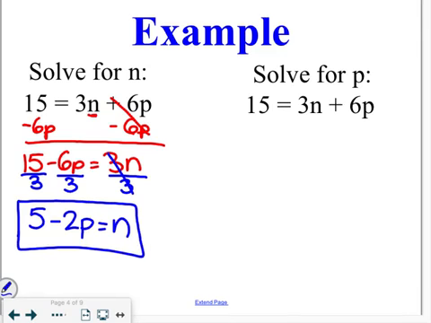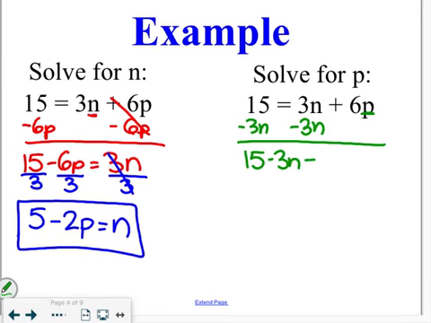The other thing it could have asked us to do in this problem is solve for p. Since there's two variables, you can solve for both of them. So the first thing I would want to do on this problem is subtract the 3n. Again, we're trying to get the p to stay by itself this time. Same as before, we can't put the 15 and the 3n together because they are not like terms. And the last thing we have to do on this one is divide by 6, which we have to do to, again, all of the pieces involved on the other side of the equation.